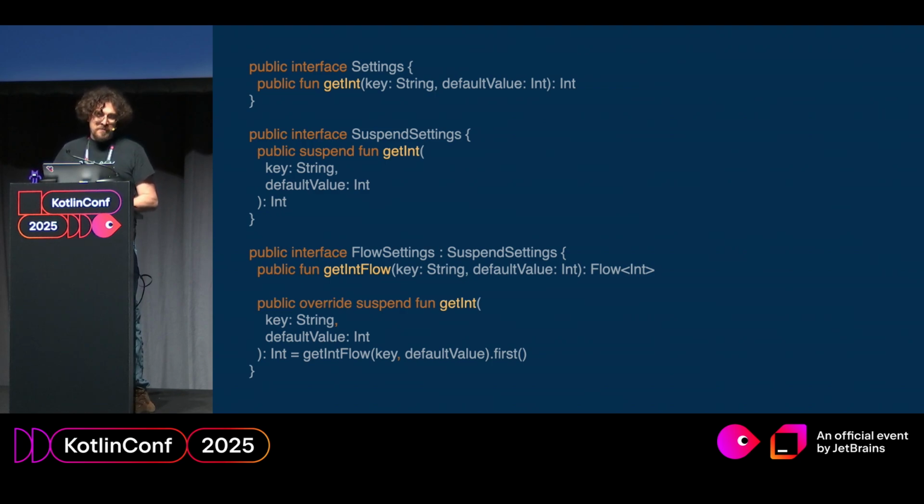So right now, the only actual implementation of any of these interfaces is DataStore, but there's converters to turn your settings or observable settings into one of the coroutine-based ones. But if you're using DataStore on some platforms and you want to use a different API on others, it gives you that ability.